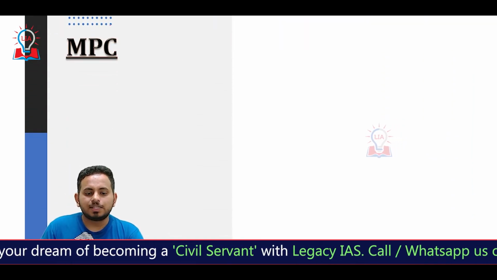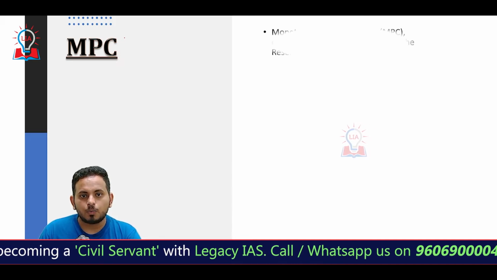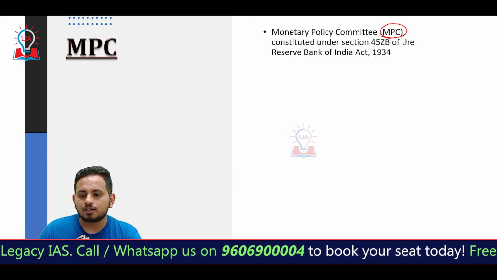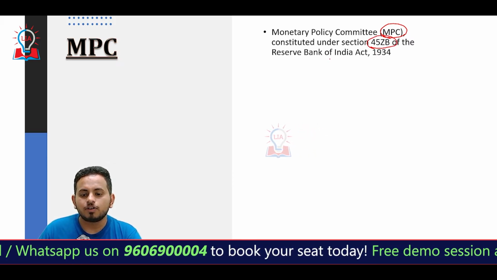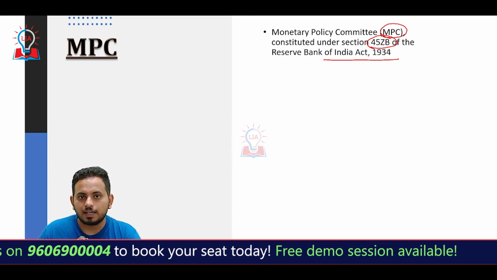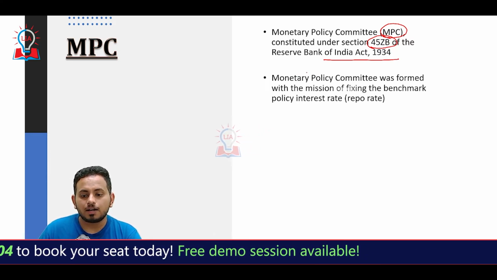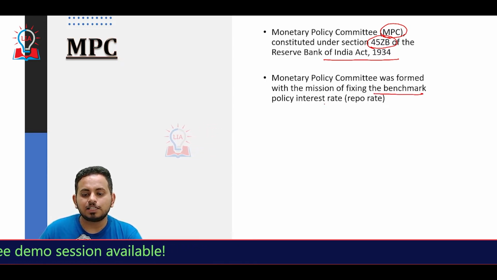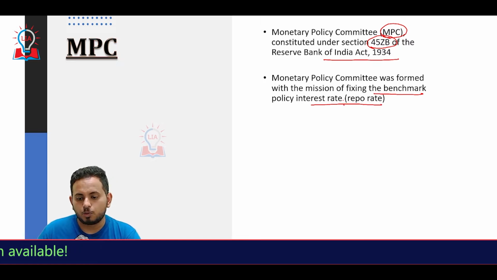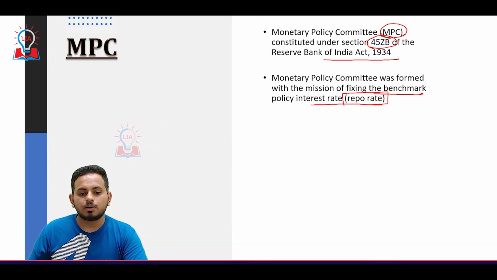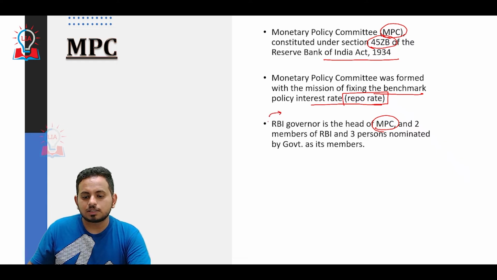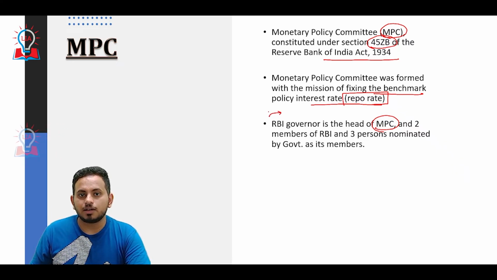So now what is MPC? That is Monetary Policy Committee, and when was it introduced? Monetary Policy Committee was constituted under Section 45ZB of the Reserve Bank of India Act of 1934, and it was formed with the mission of fixing the benchmark policy interest rate, that is the repo rate. In order to fix the repo rate, the Monetary Policy Committee was constituted, and the RBI Governor is the head of MPC.